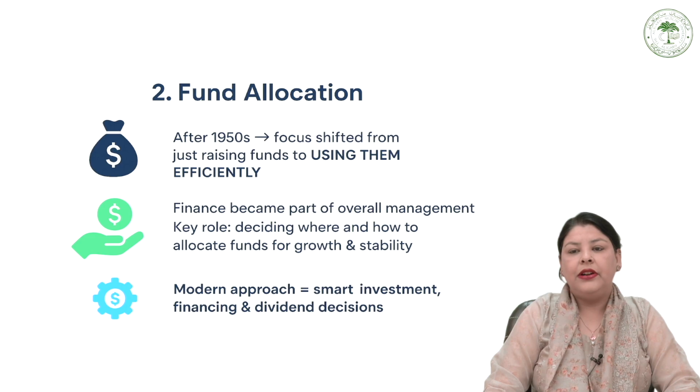The second function is fund allocation. It is the modern approach. After the 1950s, businesses need not just to raise money but to use it wisely. The focus shifted from simply arranging funds to efficient allocation for growth. Money became central to management, helping firms decide how big should the company be and how fast should it grow. What assets should it hold? How should funds be raised? In short, modern financial management is about making smart investment, financing, and dividend decisions to optimize resources and support long term success.